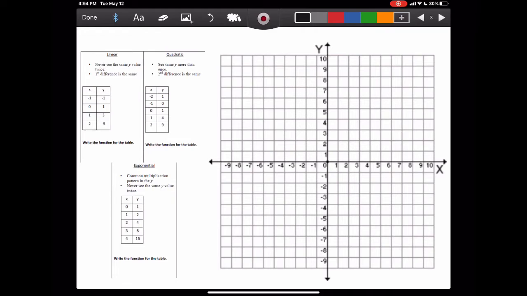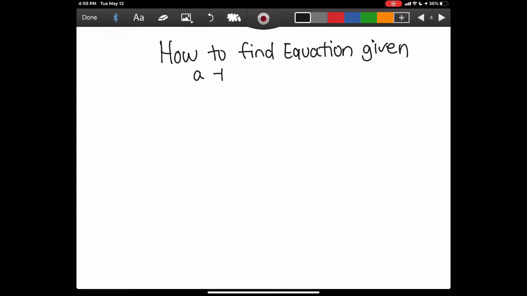Now, I'm going to make a note right here. We're going to be finding the equation for each type of function, and like I said, the steps stay the exact same. Let's write the steps down on how to find the equation given a table. You are going to hit stat.